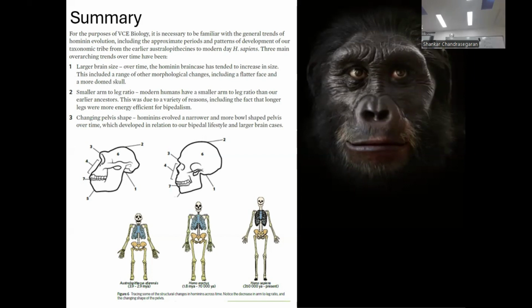Second is the smaller arm to leg ratio, that is to support the transition to more efficient bipedalism. And lastly is the changing of the pelvis shape, which is basically developed in relation to our bipedal lifestyles and also to allow for better outcomes for childbirth, right? So that's why the last one is basically supporting bipedalism and also the fact that the brain size increased.